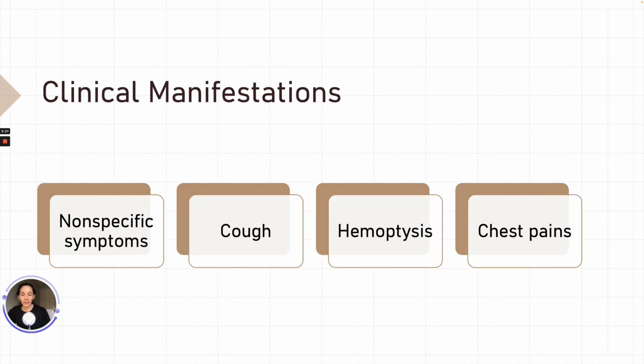So clinical manifestations of TB include nonspecific symptoms, which can be fatigue, weakness, anorexia, weight loss, night sweats, and low-grade fever. And usually a fever and night sweats are a trademark sign of tuberculosis. They'll have a cough with mucus and blood, hemoptysis, which is blood in saliva, common with TB patients, and chest pain. So they may complain of chest pain or discomfort.